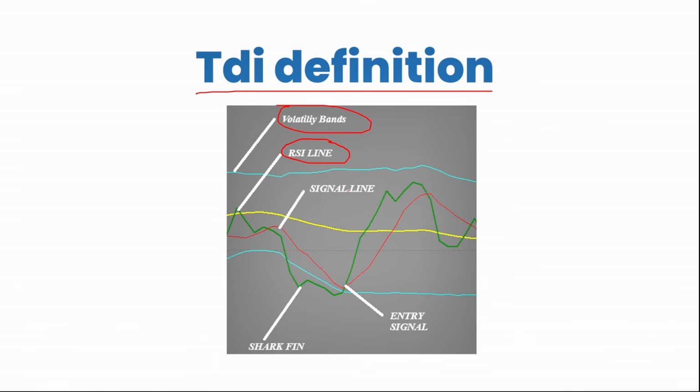Then the red line is the signal line derived from an EMA, and then we have an effect which we call a shark fin. A shark fin is when the RSI line pierces outside the bands and then goes right back inside like that. When we have an RSI line going outside the bands, as I've said, it's called a shark fin. And when the RSI line, the one in green, and the one in red cross each other, it's an entry signal, as I'm going to show you.